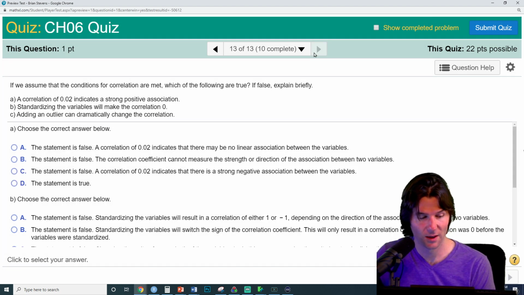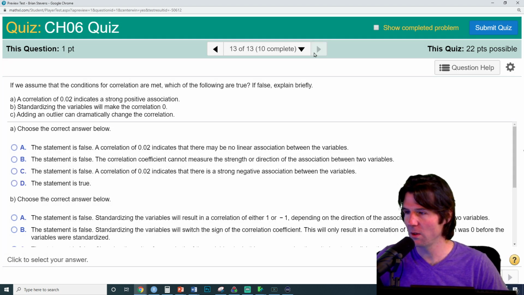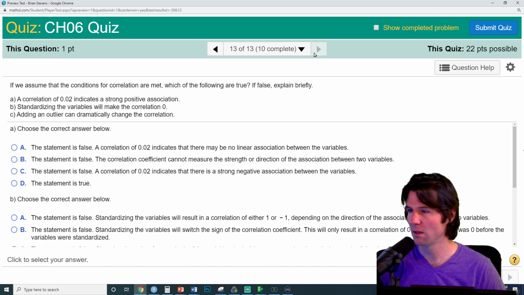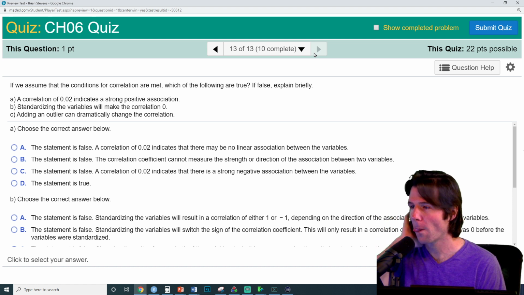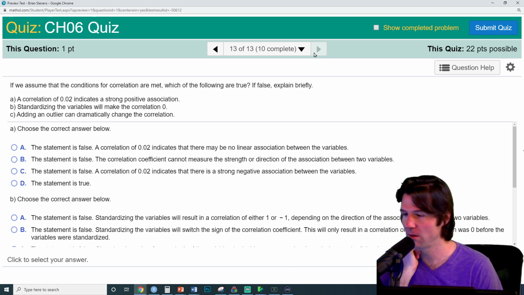Z-scores are unitless. Oh, wait, did we do the Adirondacks one? Is that a chapter 7 one? I need to find that one, Kelly. I must have missed it. Exactly. And here, we got this one right here.